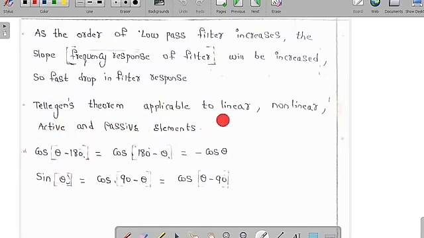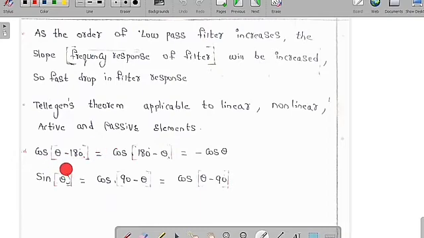Tellegen's theorem is applicable to linear, nonlinear, active and passive elements. Yes, no matter whatever elements are present in a circuit, Tellegen's theorem is always going to hold. It means the power delivered by all the sources is equal to the power absorbed by the elements. So power will always be satisfied.